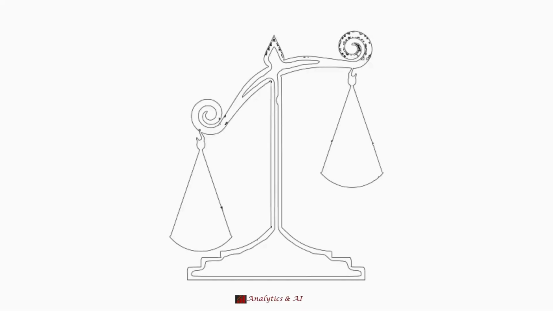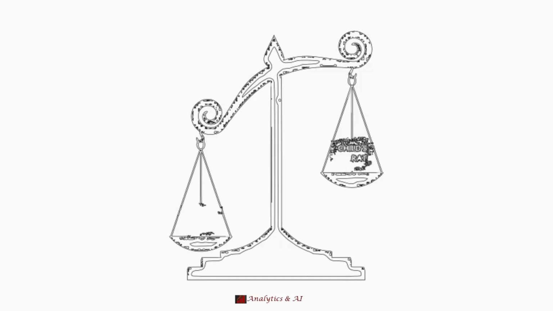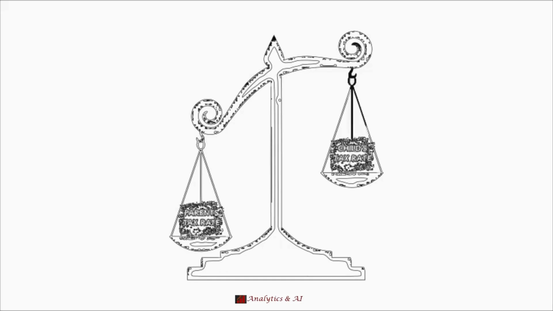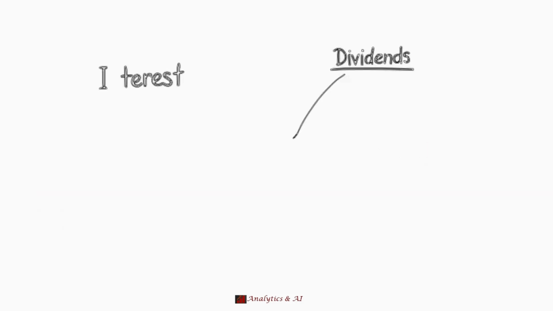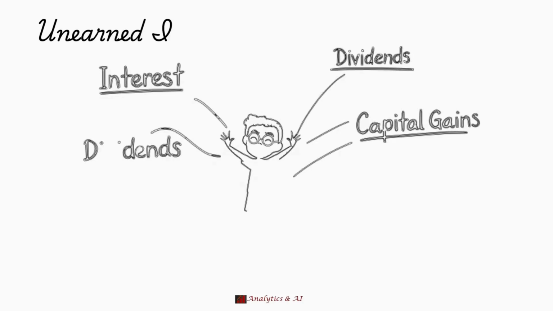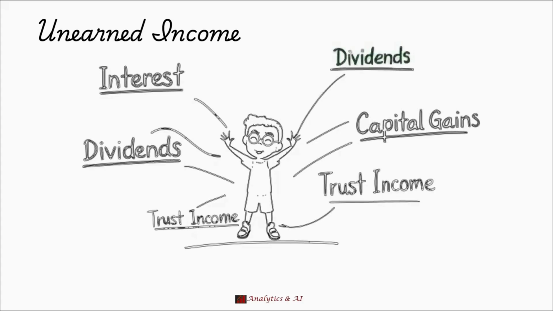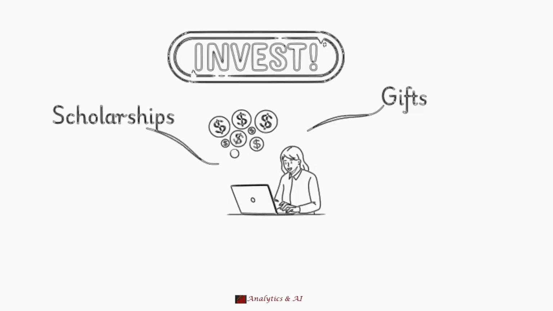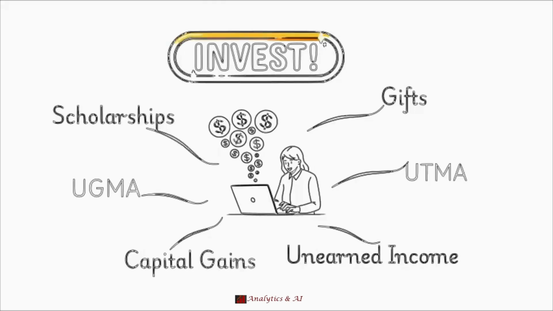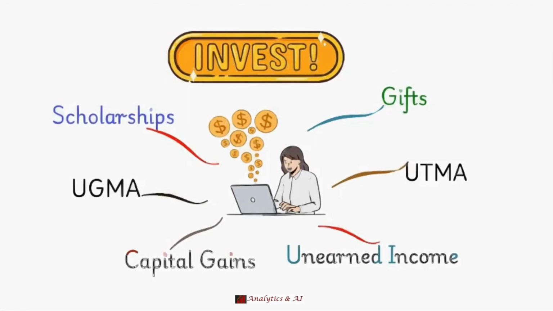When a child's unearned income exceeds certain limits, that income is taxed at the parent's marginal tax rate, not the child's presumably lower tax rate. Unearned income includes things like taxable interest, dividends, and capital gains. It's passive income or any money received from sources other than employment. It also includes taxable scholarships, income produced by gifts from grandparents, and income produced by custodial accounts, such as UGMA or UTMA.